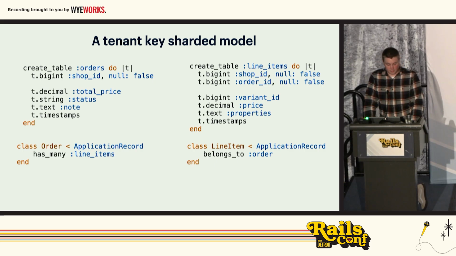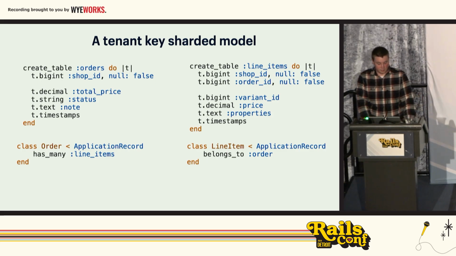As was pointed out previously, using composite primary keys is not necessary for supporting tenant-based sharding. In this slide, we'll create two related tables, orders and line items, that are expected to be used within a multi-tenant architecture. Each table includes a shop ID column serving as a tenant key, which is a crucial part of data partitioning and ensuring data isolation between tenants.